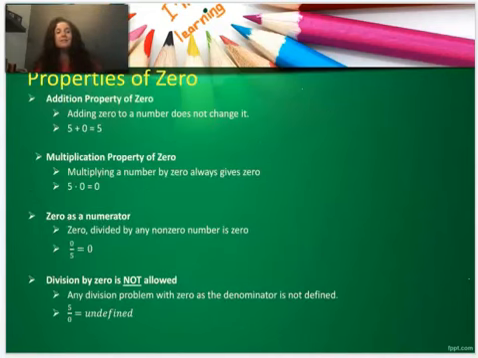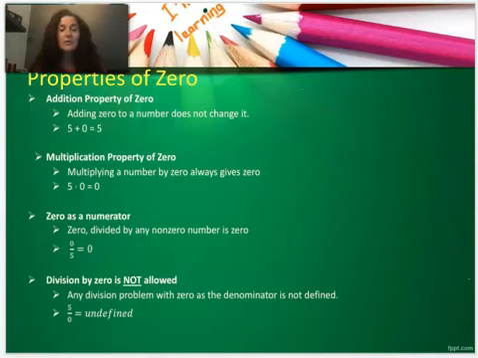All right, properties of 0. So we have an addition property of 0. Sometimes that's called the identity property. So adding 0 to a number does not change it. The multiplicative property of 0, or multiplication property of 0: when you multiply 0 times any number, you're going to get 0 as the result.